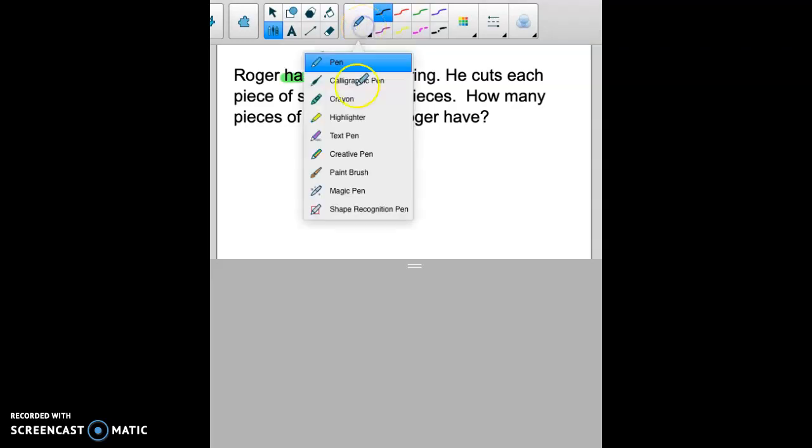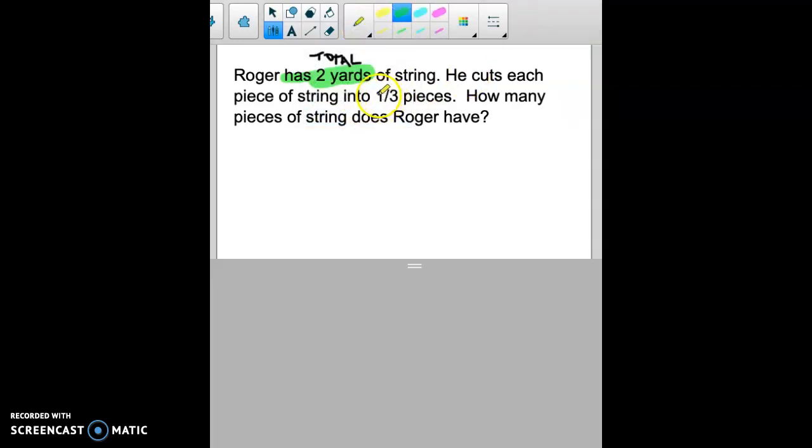He cuts each piece into 1/3 pieces. So he's cutting each piece. So I'm thinking that when you start with the total and you're cutting each into pieces and then you have to find out how many pieces you have, that's definitely going to be division. So let's write the equation. 2, and always write the amount you have or the total first. 2 divided by 1/3 equals. So today we're going to solve this using models.